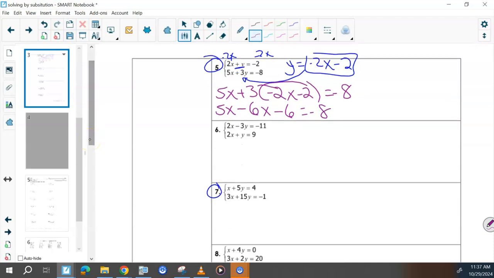So here when we combine our terms, we get negative x minus 6 equals negative 8. Get rid of the 6 by adding. What's that last step? Okay, so these are already multiplying, so we would want to do the opposite. Divide. Yes.